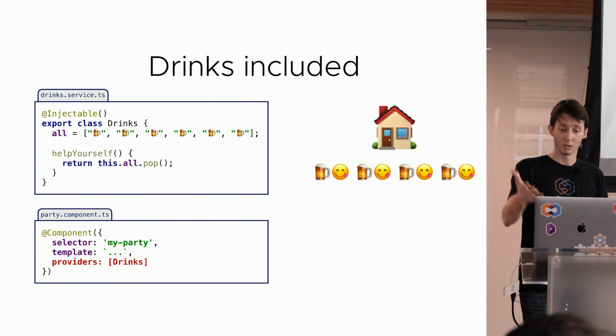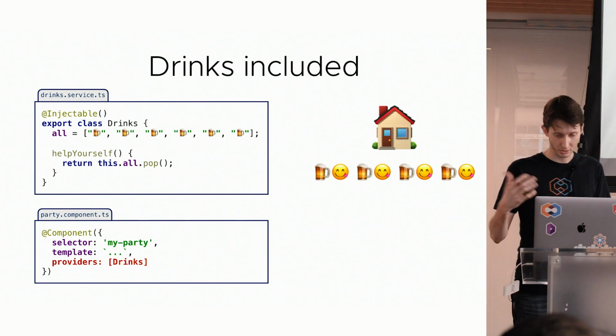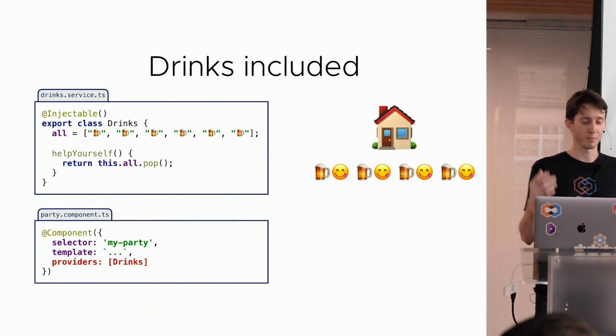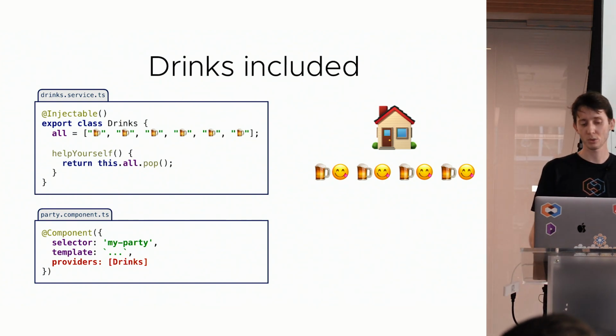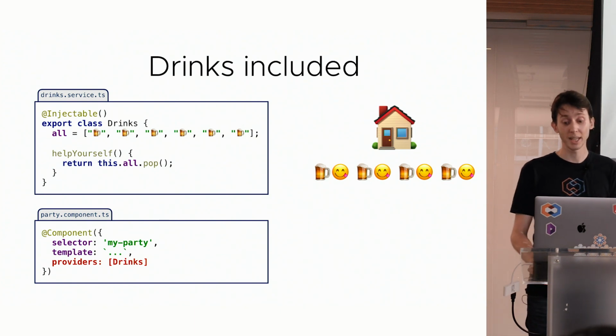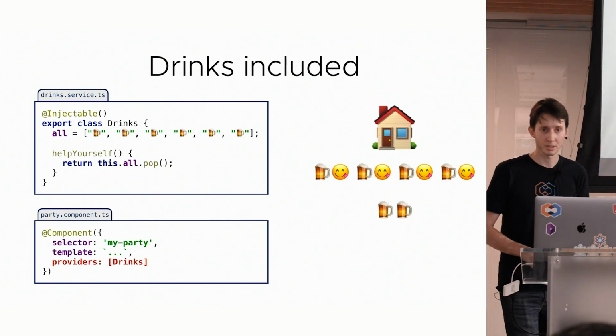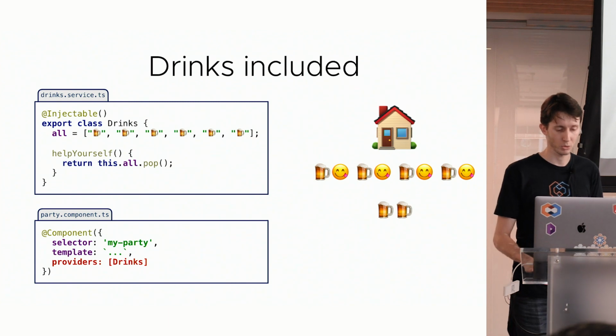So first, we can see everyone came to the house, everyone had a beer, they have beers, everything is fine. And of course, because the service is shared and it's the same instance, we have 2 beers left. Simple beer math, straightforward.